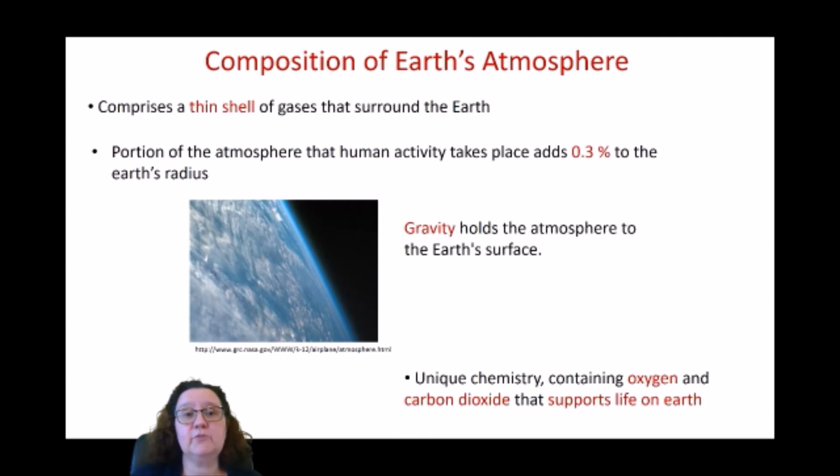So, the Earth's atmosphere, a thin shell of gases that surround the Earth. The first 80-odd kilometers of the atmosphere, which is where human activity takes place, add around 0.3% to the total Earth's radius. And it has a very unique chemistry, mostly oxygen, a little bit of nitrogen, and some carbon dioxide, and a series of gases that support life on Earth.